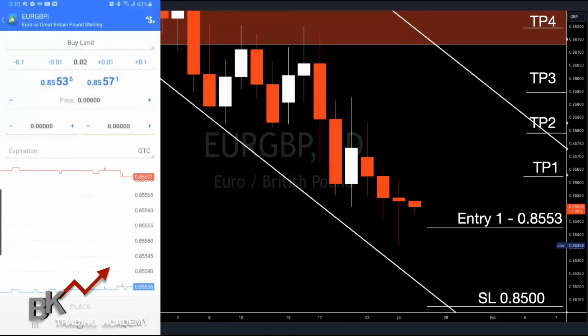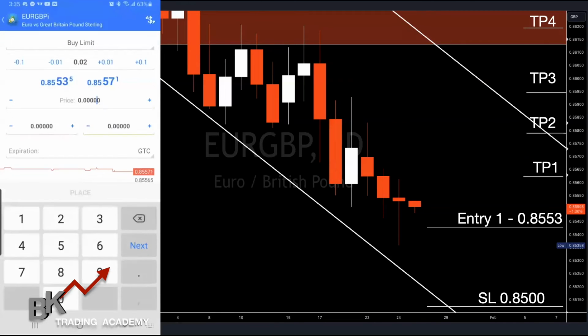Price hasn't gotten to it yet. And then we're going to put in the price that we're entering. So we're looking at entry 1. So let's go ahead and enter that in. And remember, entry 1 is 0.8553. And once we do that, now let's do our take profit. Let's say we want to do take profit 2. And take profit 2, remember, was at 0.8573. And then don't forget your stop loss.